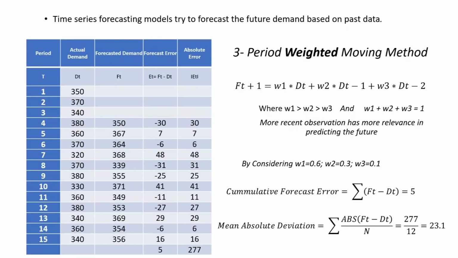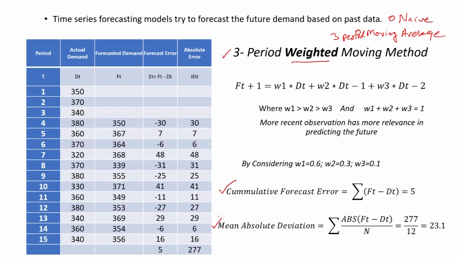So, friends, in this unit of demand forecasting, we are talking about various forecasting techniques. So far, we have talked about three techniques: one is the naive method, second is the moving average method, and the third is the 3 period weighted moving average. And in each method, we have calculated the cumulative forecast error.